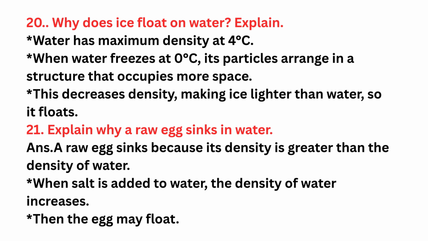Question number 21. Explain why a raw egg sinks in water. Answer. A raw egg sinks because its density is greater than the density of water. When salt is added to water, the density of water increases, then the egg may float.